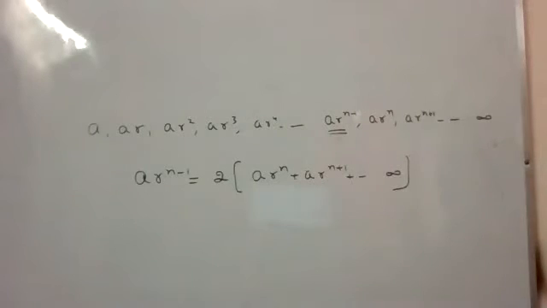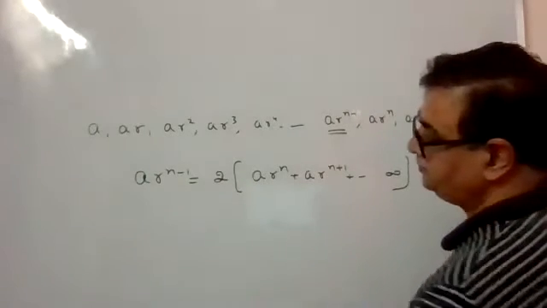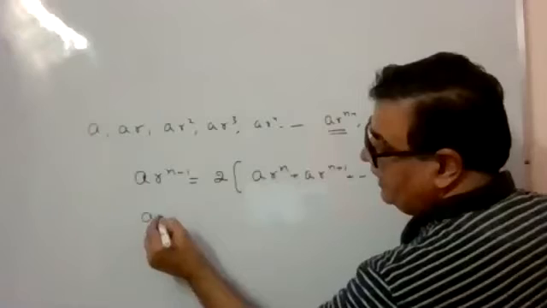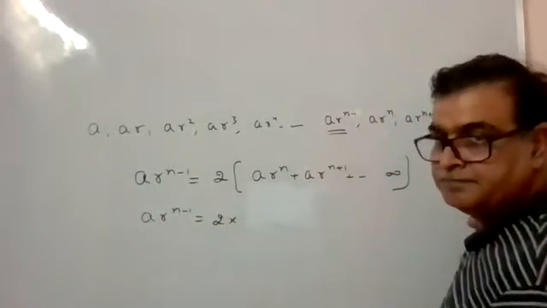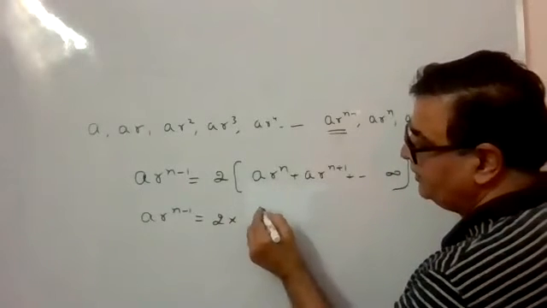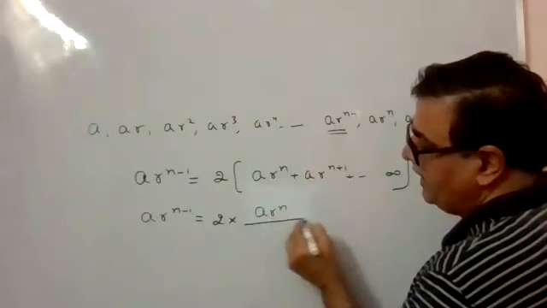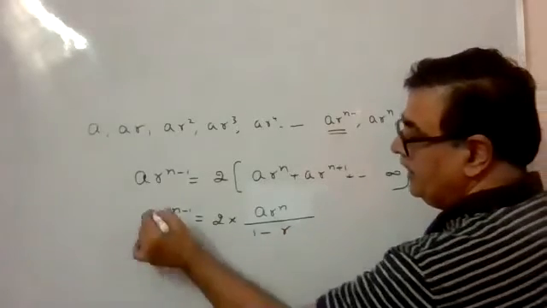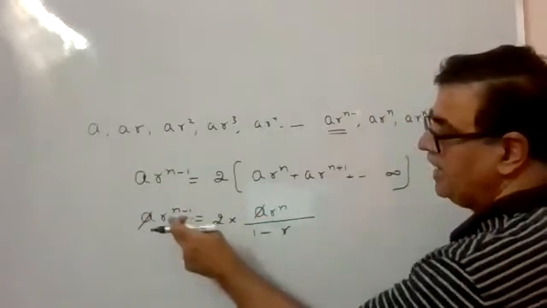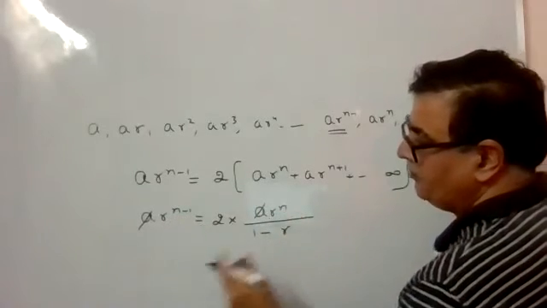Can you get R now? AR power n minus 1 is twice. Is it a GP? Yes. So first term is AR power n by 1 minus R. A gets cancelled out, R power n minus 1, and this is R power n.